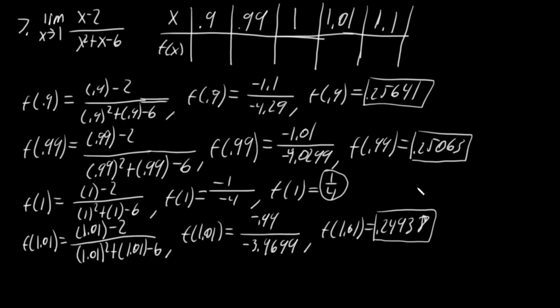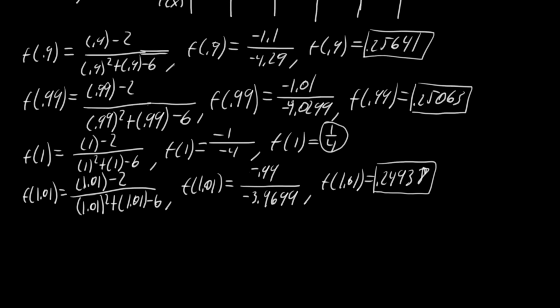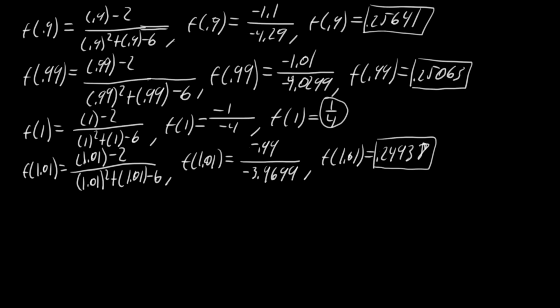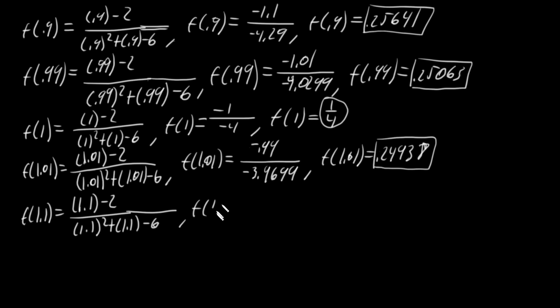Now I'm just going to do, for the heck of it, the last one. Might as well, right? So we have f of 1.1. We'll just grind this one out real fast. We have 1.1 minus 2, over 1.1 squared plus 1.1 minus 6. Alright, f of 1.1 is going to be, on the numerator, negative 0.9. That's great. In the denominator we get negative 3.69.